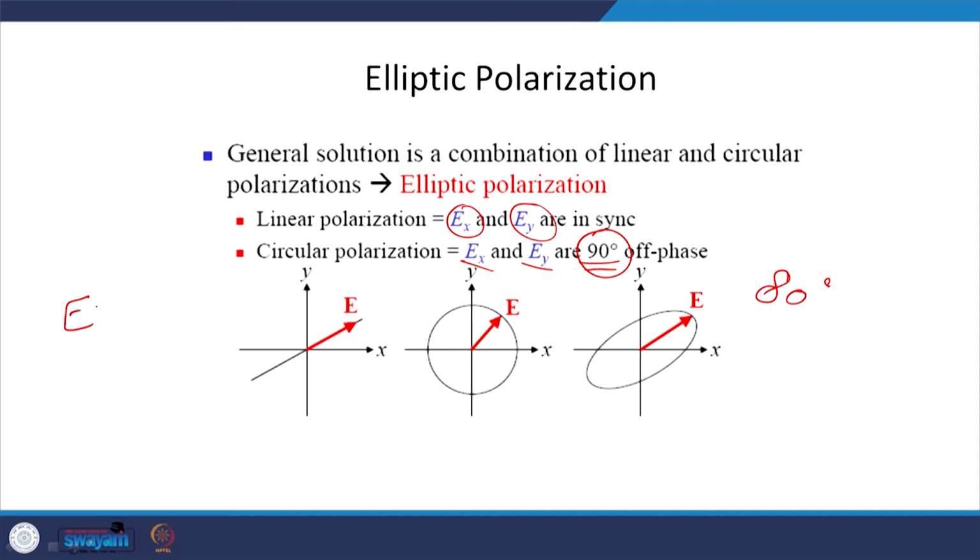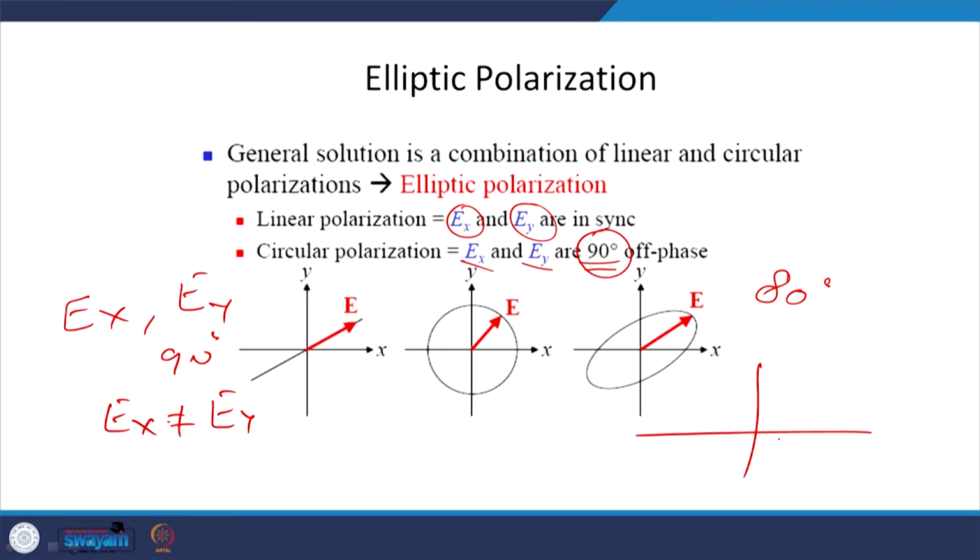What will happen if you have Ex and Ey at 90 degrees, but Ex is not equal to Ey? You will end up with an ellipse. Even though Ex and Ey are at 90 degrees off phase, they are not equal. So, they will form an ellipse. So, the most general case is elliptical polarization, and how do you solve for it? You solve for it using the polarization ellipse.